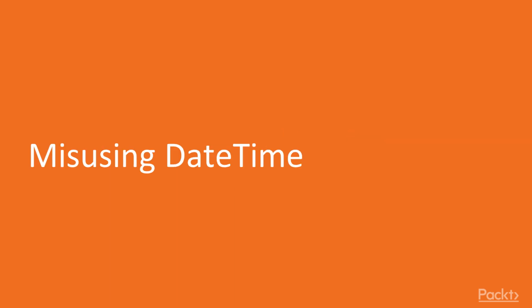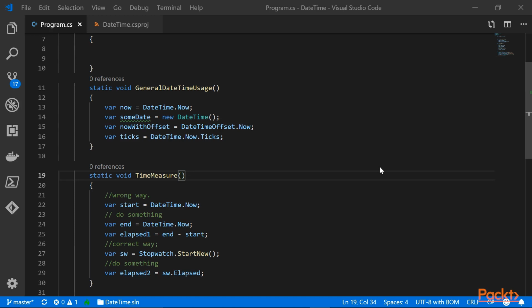Misusing DateTime. Let's look at the general usage of DateTime. As you probably know, we get the current time by using the static property of DateTime called Now. If we invoke DateTime.Now, we get the current DateTime. An alternative way to construct DateTime is to use new DateTime. And this constructor, if you don't add any parameters, by default, will give you 1 AD, which is the minimum default value possible for DateTime type.